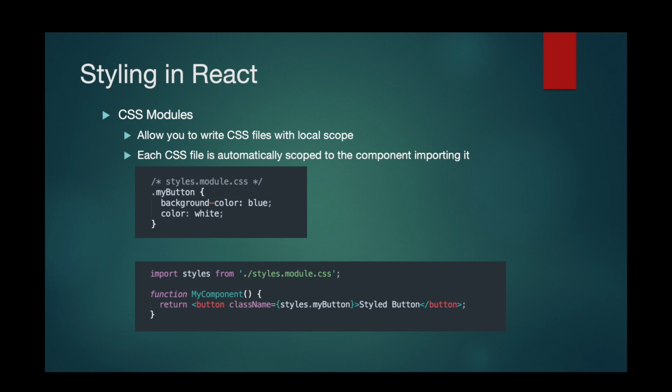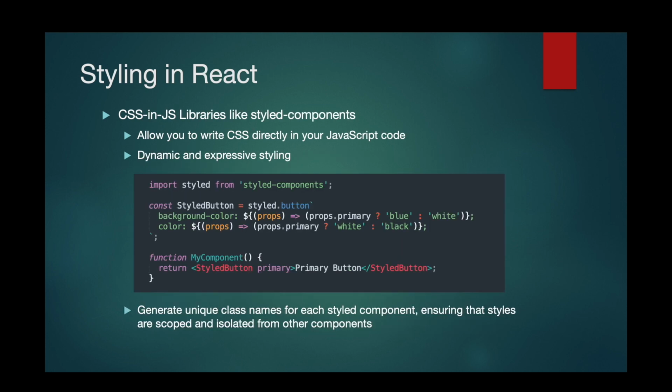Next, CSS in JS libraries like styled-components. CSS in JS libraries like styled-components allow you to write CSS directly in your JavaScript code, often scoped to specific components or elements. This allows for dynamic and expressive styling with features like props-based styling and theme support.